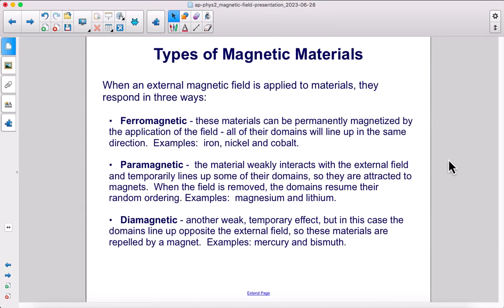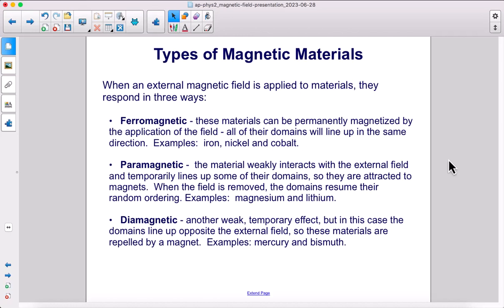When an external magnetic field is applied to materials, they respond in three ways. Ferromagnetic materials can be permanently magnetized by the application of the field. All of their domains will line up in the same direction. Examples include iron, nickel, and cobalt.